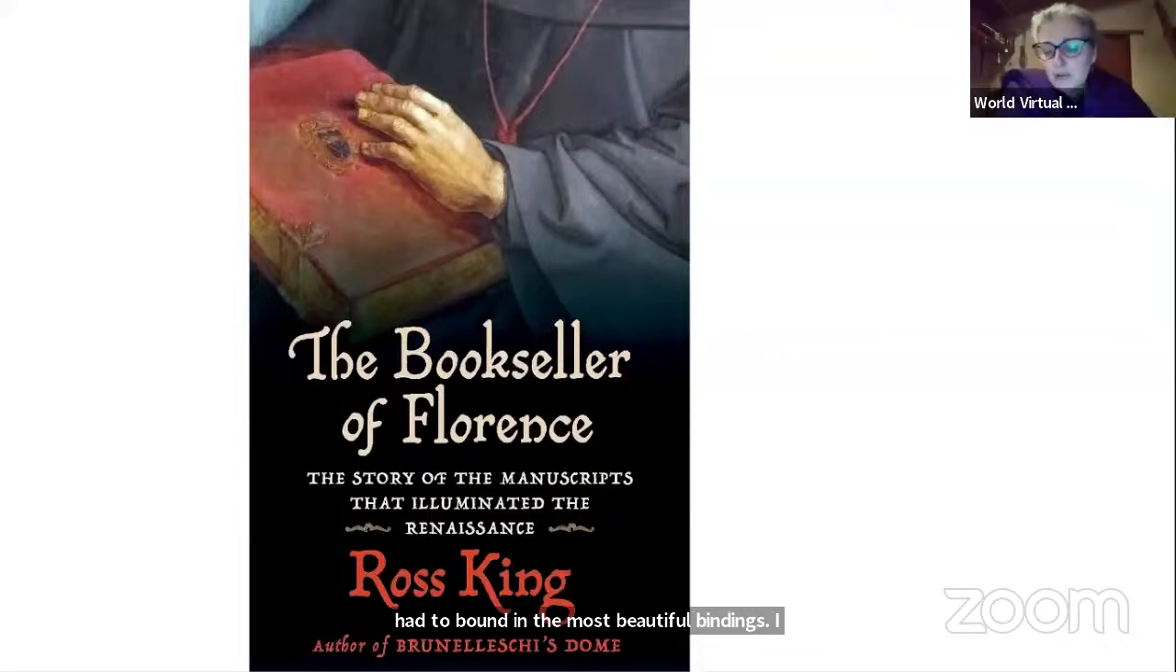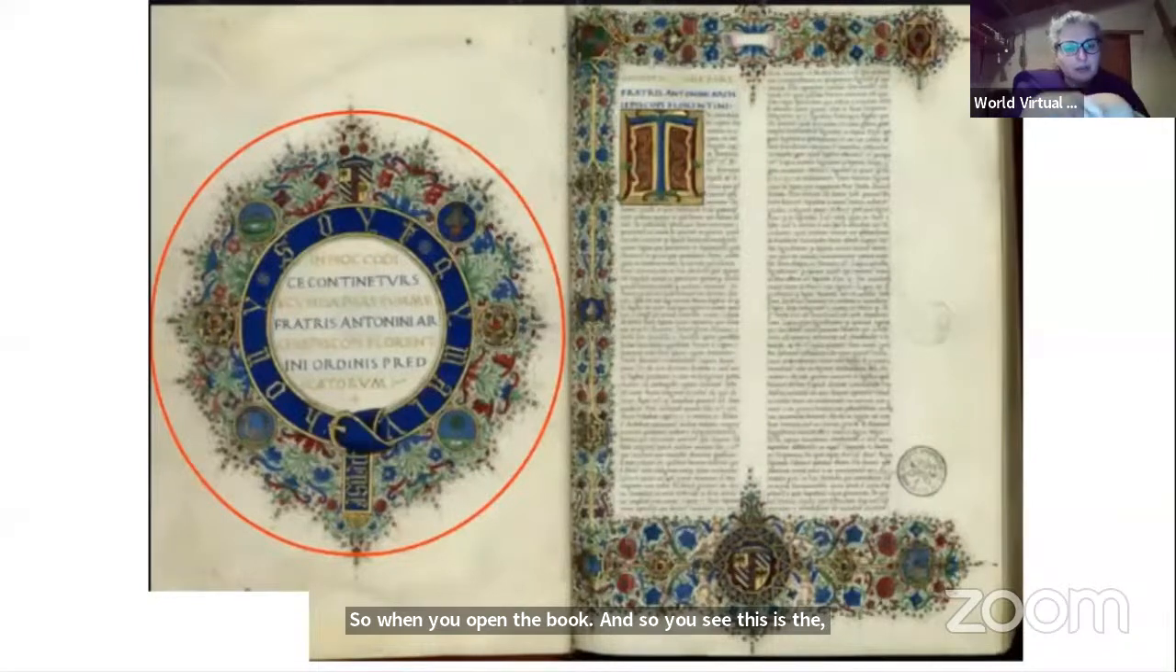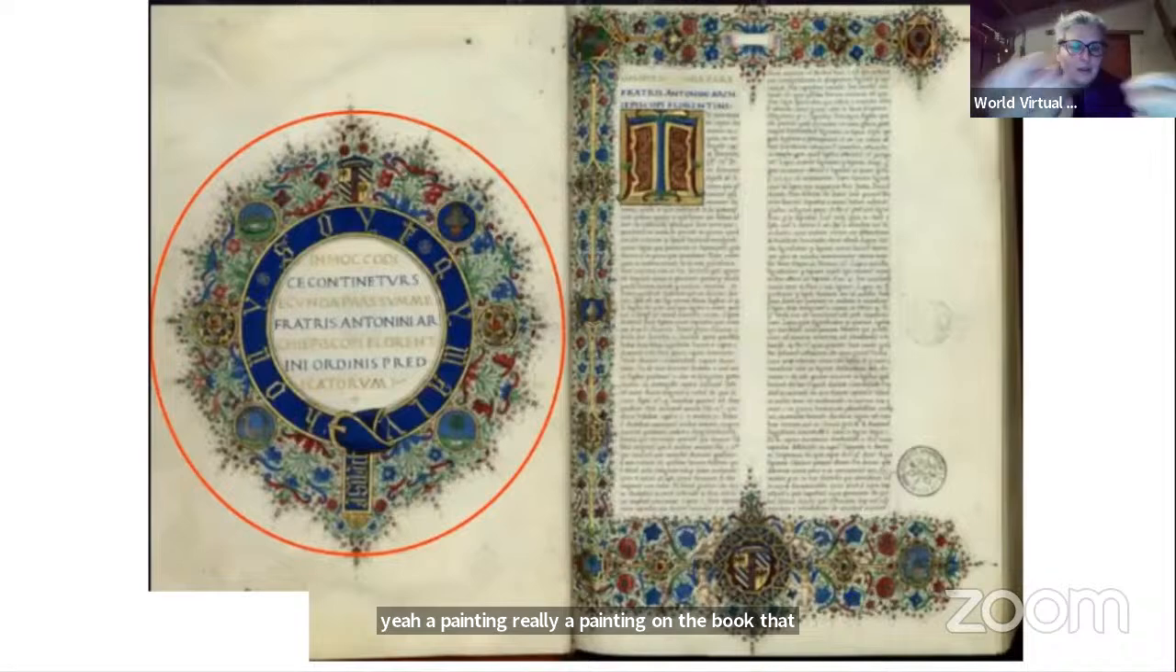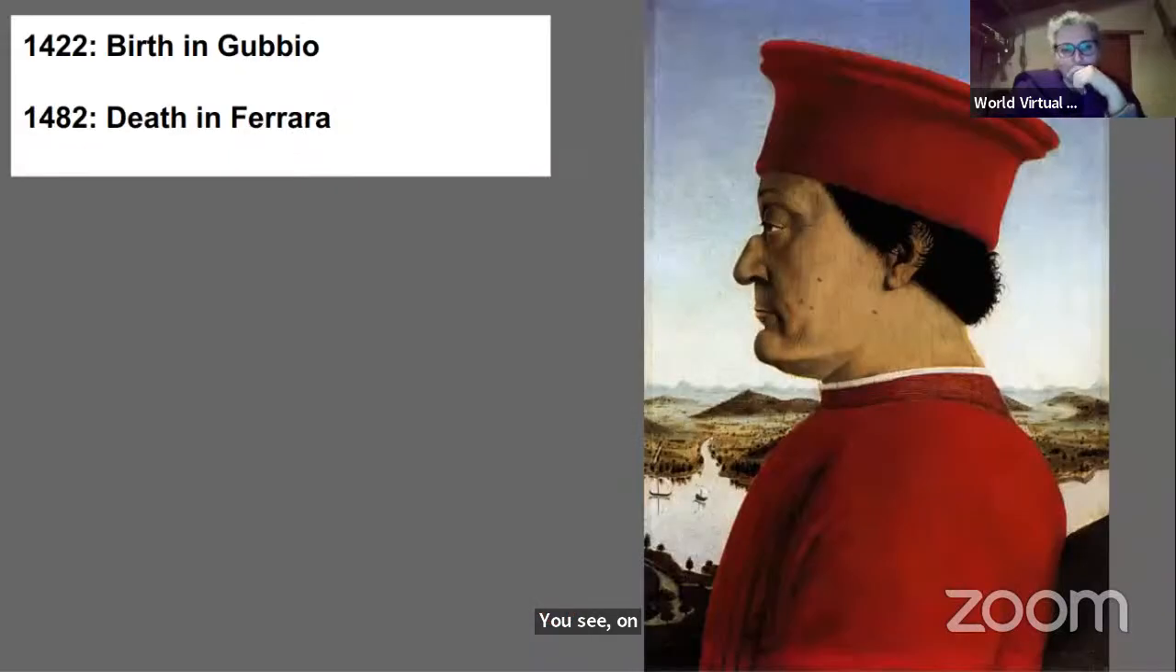I mean, really incredible. And then, of course, the books that he ordered, so on the left-hand side, you see the beginning. When you open the book, you see a painting, really, a painting on the book that represents the Order of the Garter. On the blue circle, you see Honi soit qui mal y pense. That's the motto of the Order of the Garter. So you see it's all for the glory and the triumph of Federico da Montefeltro.